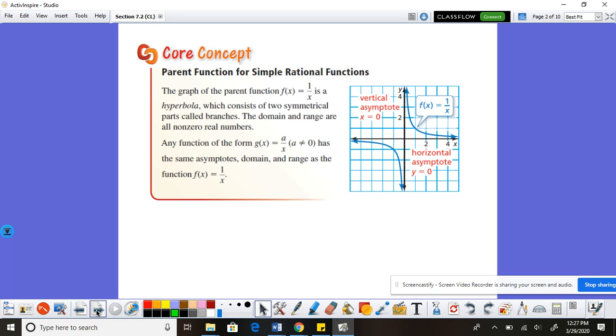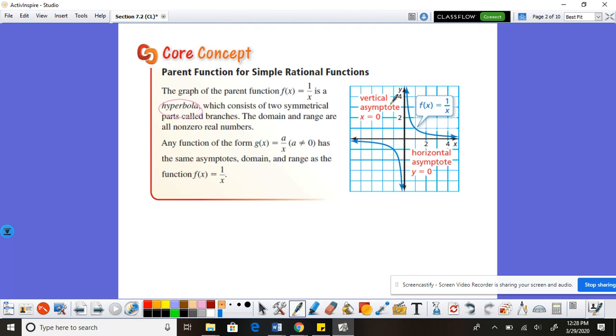All right. So the parent function of rational functions is f of x equals 1 over x, guys, and it looks like this, okay? It's called a hyperbola. Now, the reason it's called a hyperbola is because it's cut into two parts. So we have this part here in the first quadrant, and then we have a part here in the third quadrant. Now, hyperbolas are always in opposite quadrants, so it'll either be in quadrants 1 and 3, or it'll be in quadrants 2 and 4. Once you get shifts left and right, up and down, that can kind of change, but for the most part, they're in opposite quadrants.